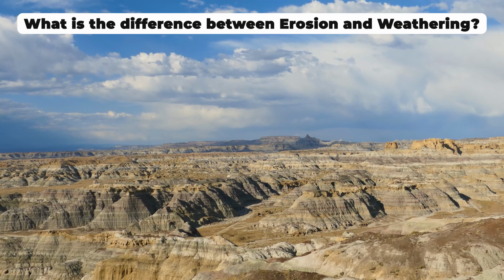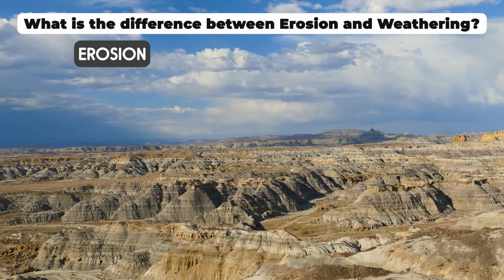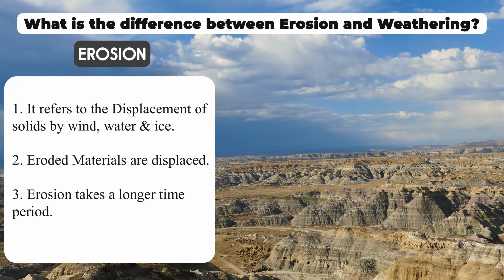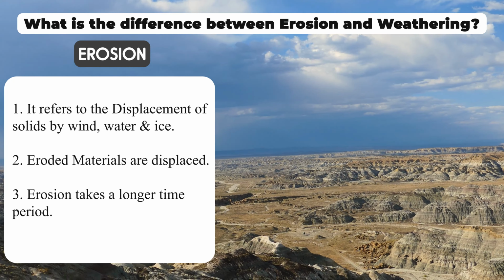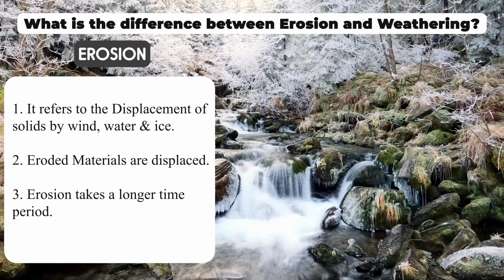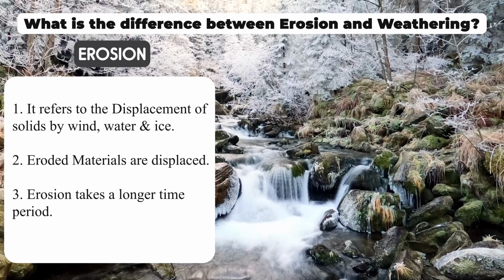What is the difference between erosion and weathering? Erosion. Number 1. It refers to the displacement of solids by wind, water, and ice. Number 2. Eroded materials are displaced. Number 3. Erosion takes a longer time period.